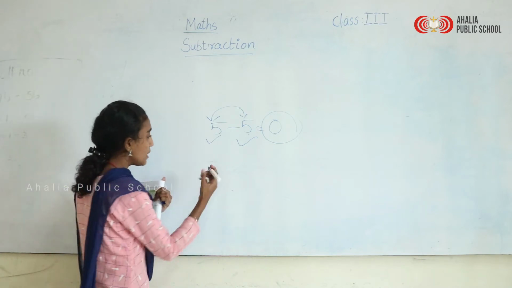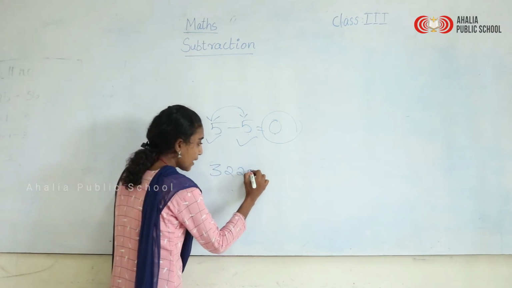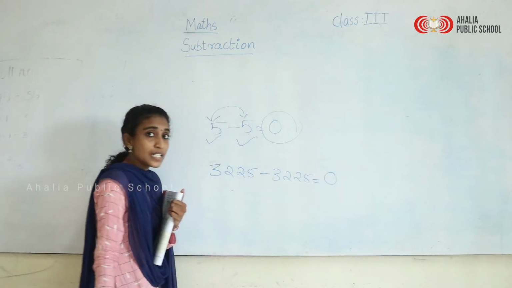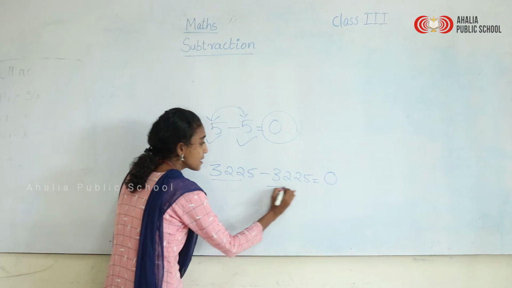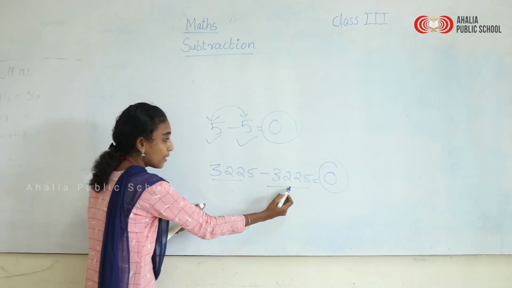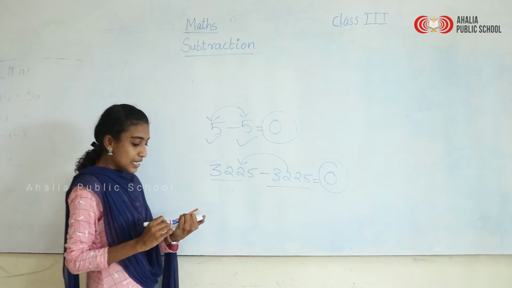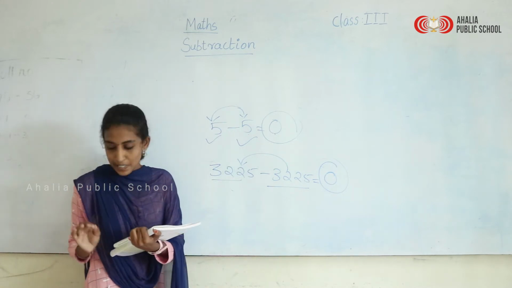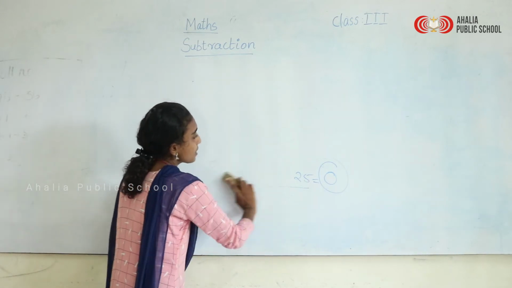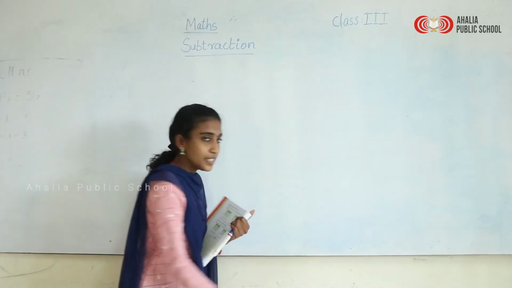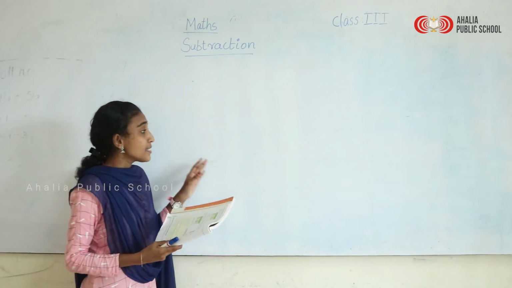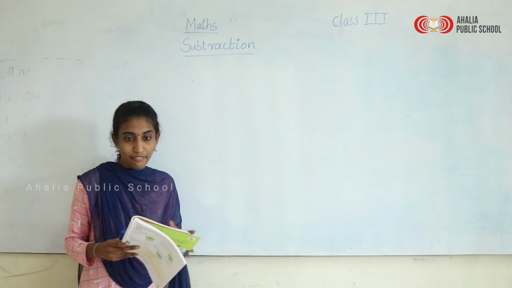Okay? So, 3225 minus 3225, the answer will be 0. If the two numbers are the same, the answer will be 0. Subtracting a number from itself always gives 0. So those are the three different properties of subtraction. Okay children, subtracting 0 from a number, subtracting 1 from a number, and subtracting a number from itself.